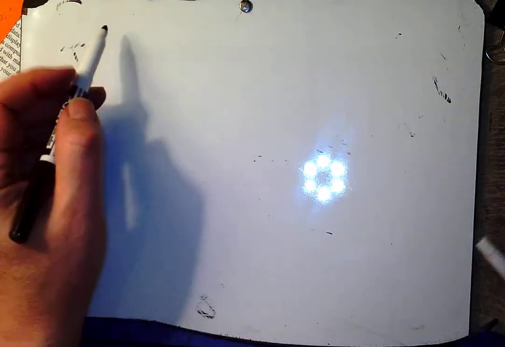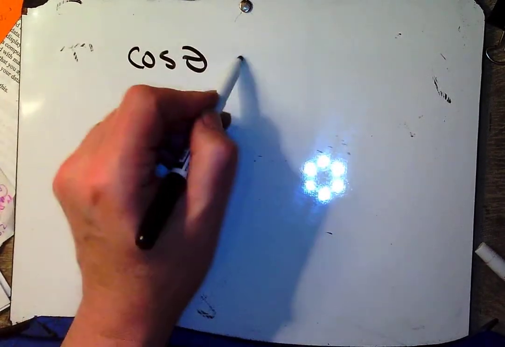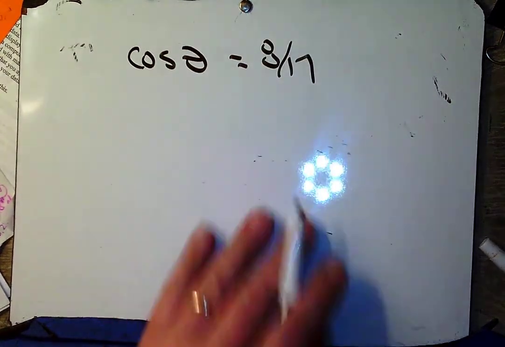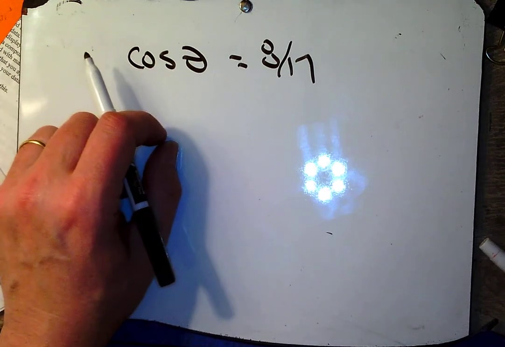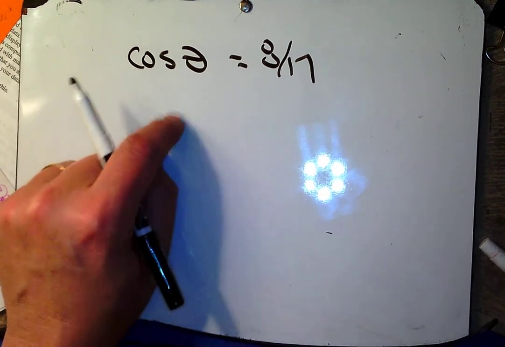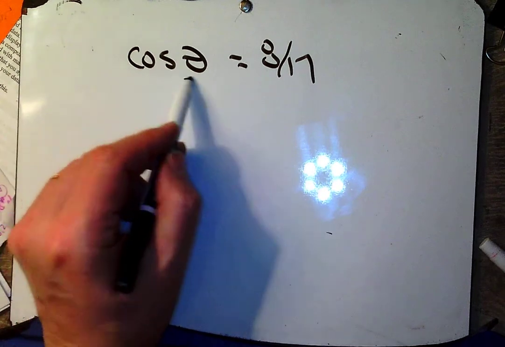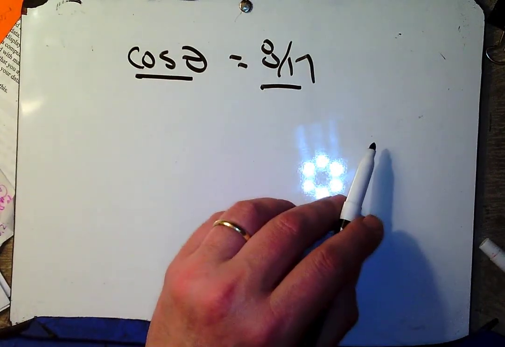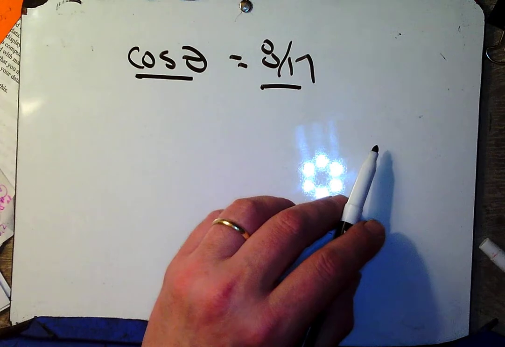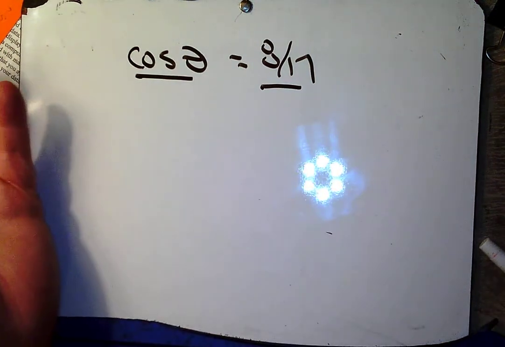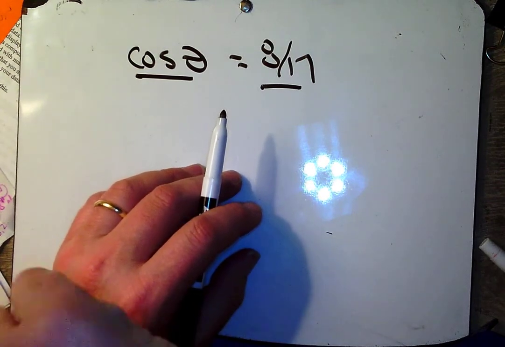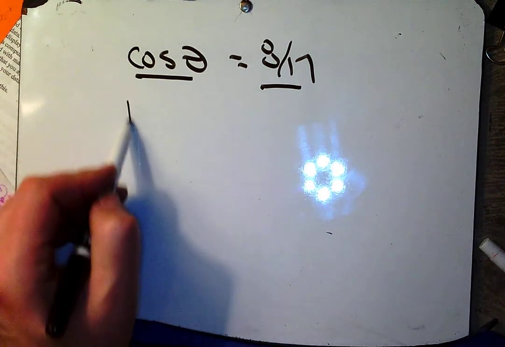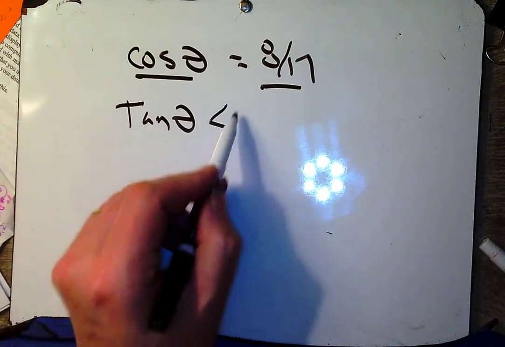Now, there's a variation on that type of problem. It looks like this. Cosine theta equals 8 over 17. Now, why can't I just draw this triangle? Well, the reason I can't just draw this triangle is cosine is positive both in first and fourth quadrant. And so I don't actually know what quadrant to draw the triangle in. Oh, but wait, there's a second piece of information here. Tangent of theta is less than 0.